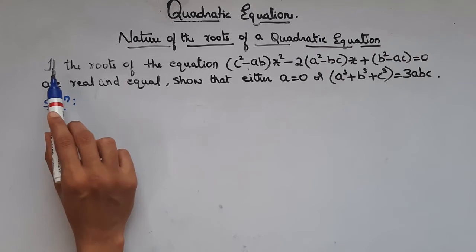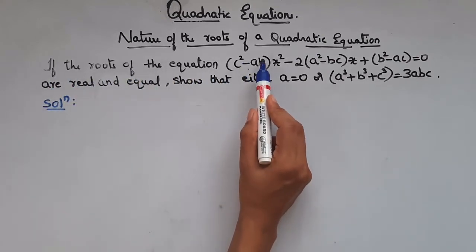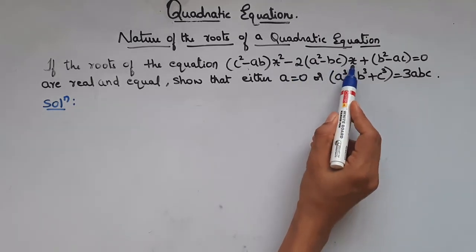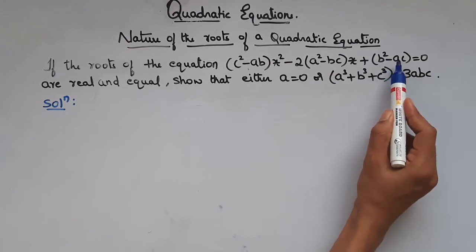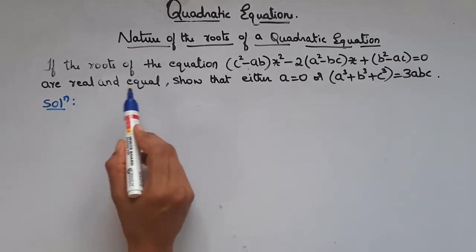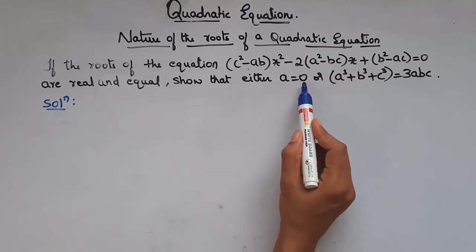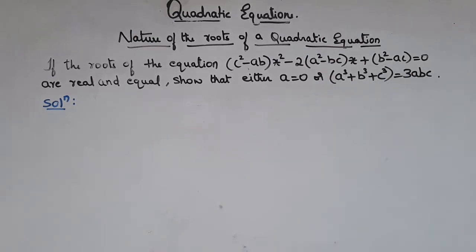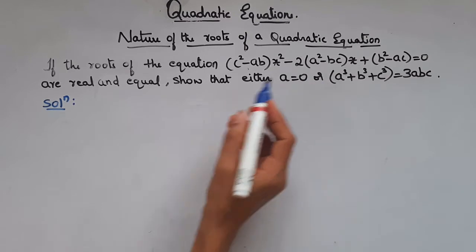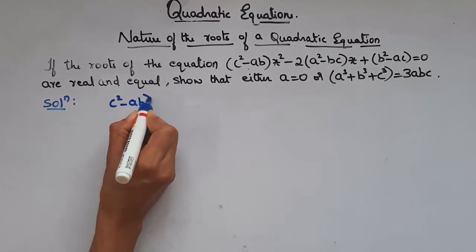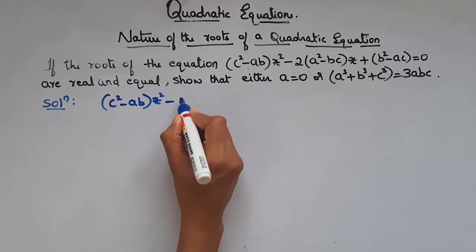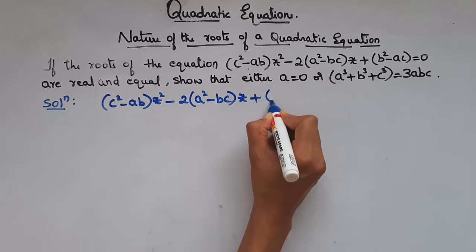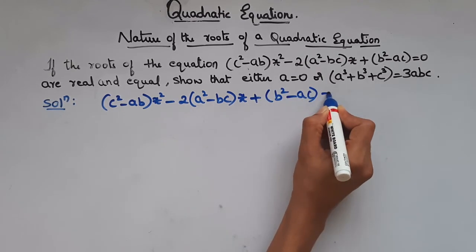Now let's see this. If the roots of the equation c square minus ab into x square minus 2 into a square minus bc into x plus b square minus ac is equal to 0 are real and equal, show that either a is equal to 0 or a cube plus b cube plus c cube is equal to 3abc. So now first let's write this equation. We have c square minus ab into x square minus 2 into a square minus bc into x plus b square minus ac equal to 0.